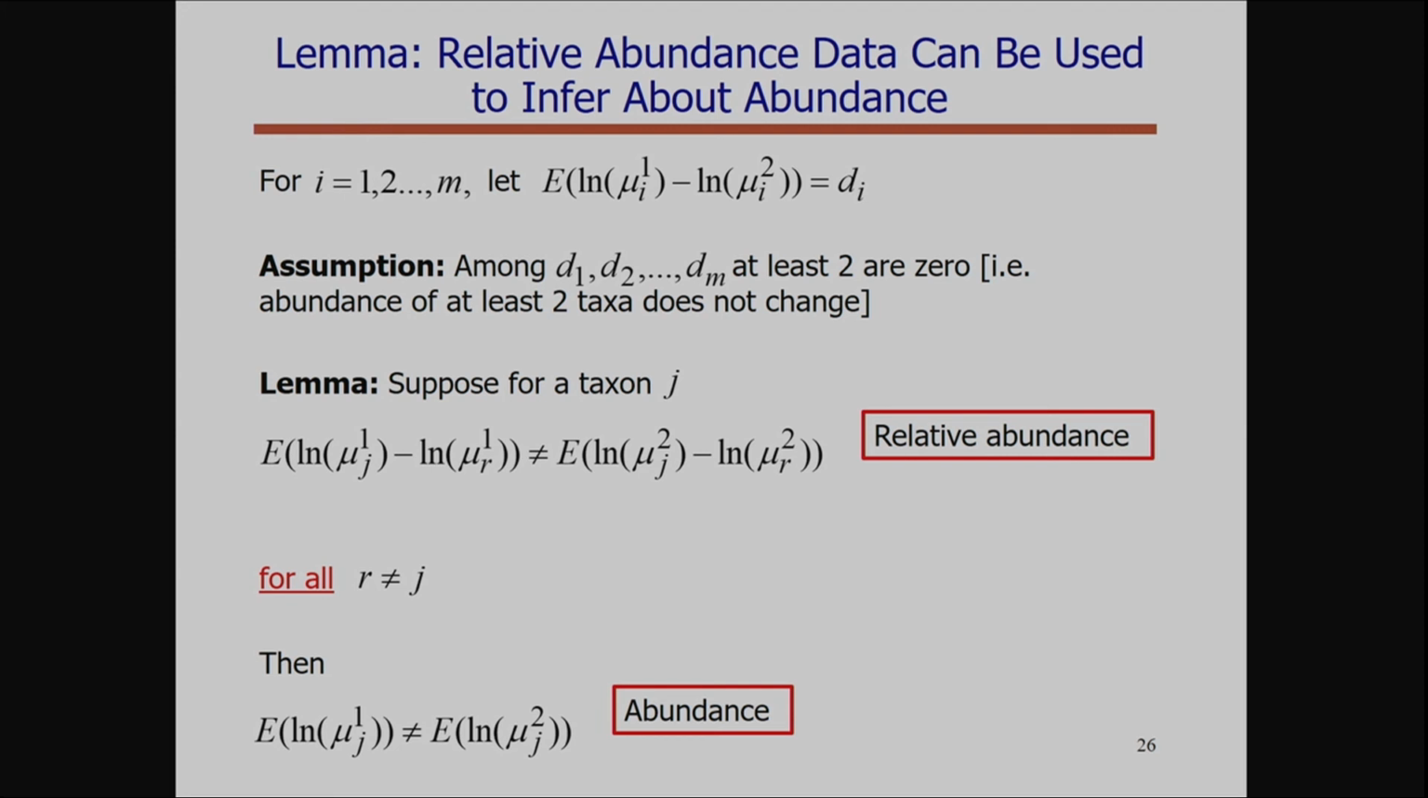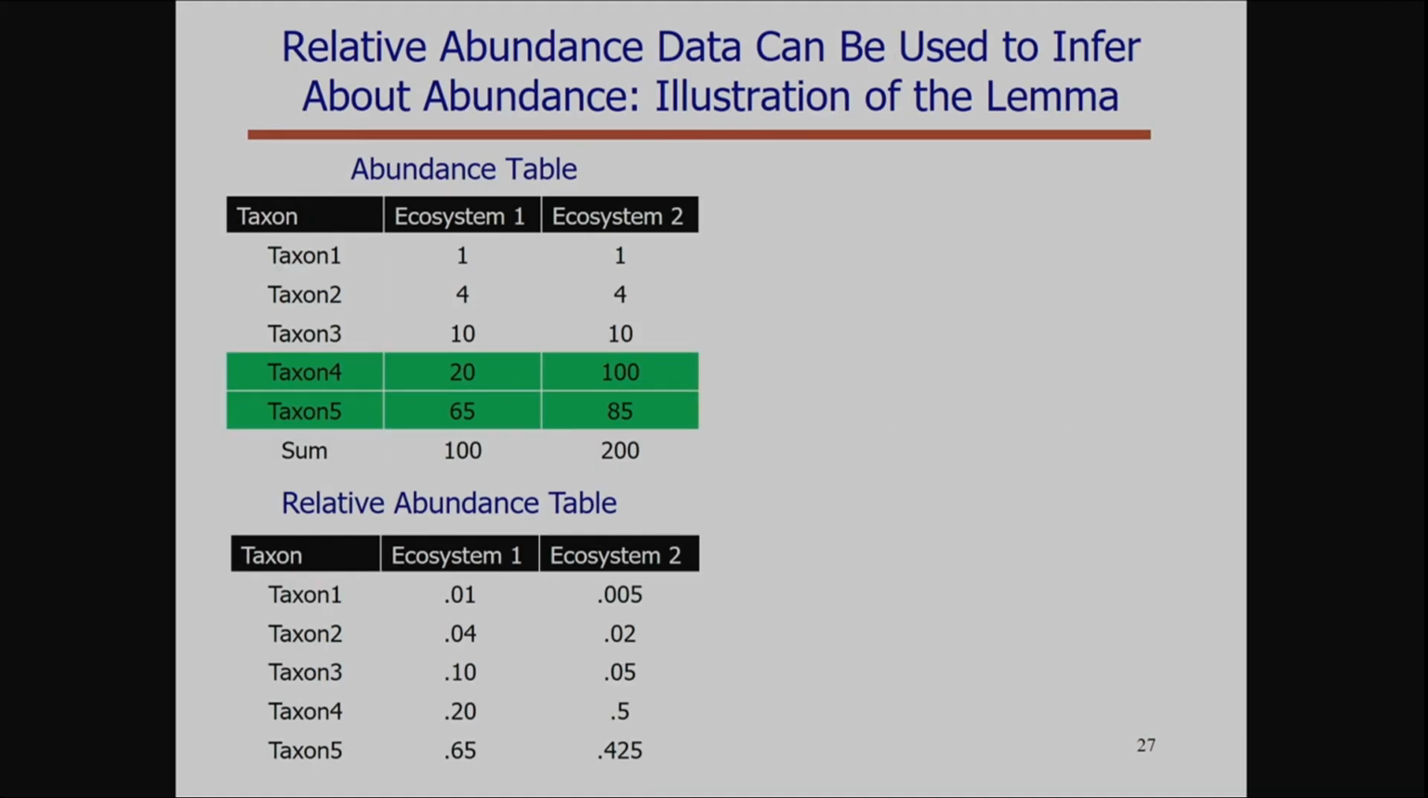So let me show you a toy example to illustrate what I'm saying. Consider these two ecosystems. On the top, I have ecosystem 1 and ecosystem 2. Those are the abundance tables. In other words, this is the population. This population has 5 taxa, and the abundance of taxon 1 is the same between the two. Abundance of taxon 2 is the same between the two. Abundance of taxon 3 is the same between the two. But taxon 4 has changed and taxon 5 has changed.